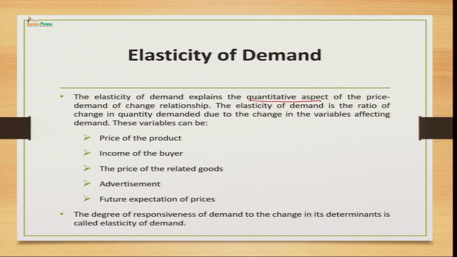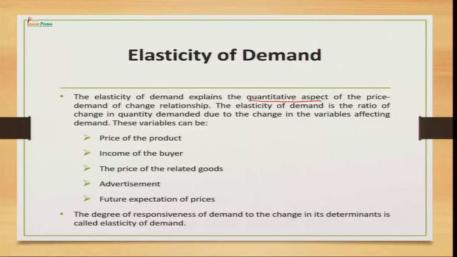In law of demand, we have only studied that whenever the price increases, demand will decrease, or whenever the price decreases, demand will increase, and vice versa. This is what we have studied in law of demand, but we were not able to identify what change has been taken place in the quantity demanded, right? So with the elasticity concept, we are able to understand what change has been taken place, and that is why we are saying it is the quantitative aspect of price demand relationship.